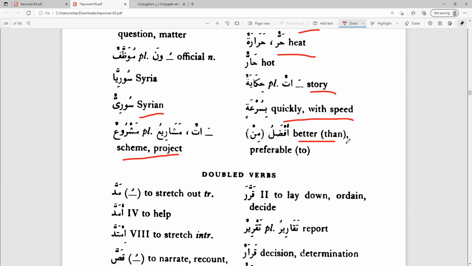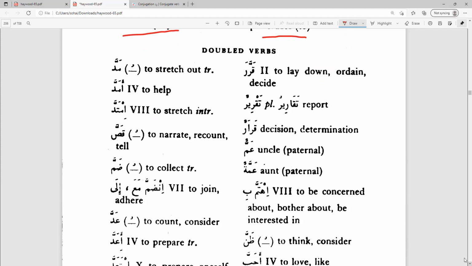Afdalu min, better than, preferable to. And then it gives you some verbs, double verbs. So it says madda yamuddu, to stretch out. Again, in the dictionary, you would just go to meem and dal, and you'll find it there. You just type in 2 letters there. I think in some dictionaries there may be 3 letters, but the dictionary we're using, you just need to type meem and dal, and it will come up. And then it also gives you amadda, which means to help, which is form 4 of madda. Imtadda, again form 8, to stretch.